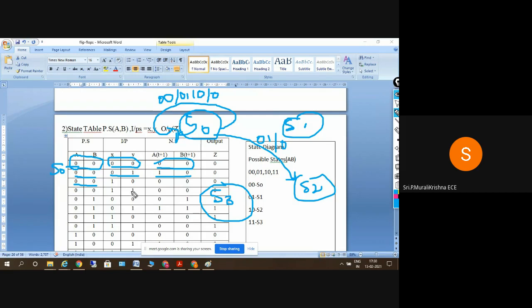And for 00, if the input is equal to 11, it will remain in the same state, and output is equal to 0. So for 11 also, the output is 0, it will remain in the same state. So this S naught part is completed. Next, we'll go for S1, that is 01. If the input is equal to 00, it will remain in the same state, 01 only, and the output is 1. In a similar way, you can do all these things. When we have this table, you can draw all these things here.